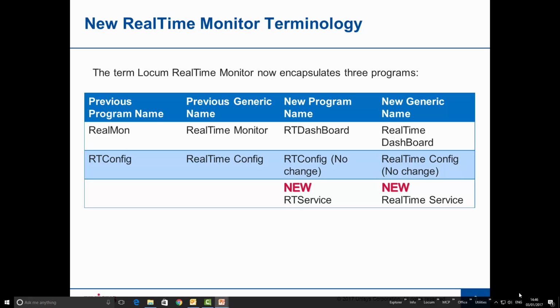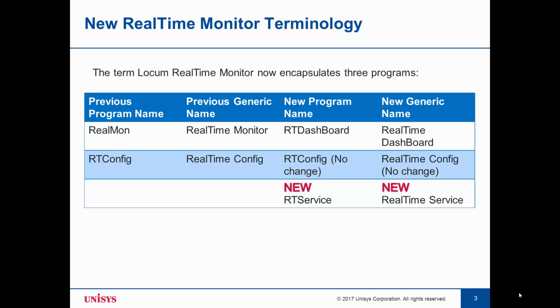In the MCP18 release, Locum RealTime Monitor has been rebadged for clarity. The term Locum RealTime Monitor now refers to the overall package and its constituent parts. The RealTime Monitor component is now the RealTime Dashboard, while the RealTime Config component remains unchanged. A new component called RealTime Service is introduced. We'll talk more about RealTime Service later on.